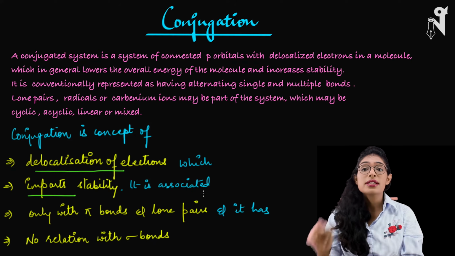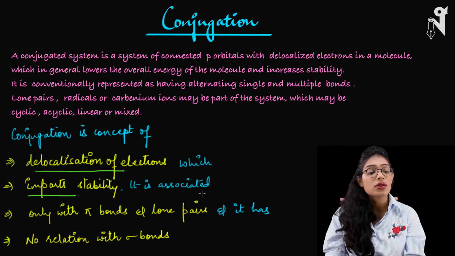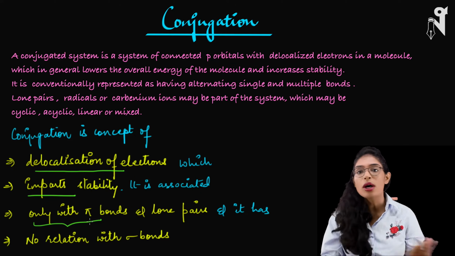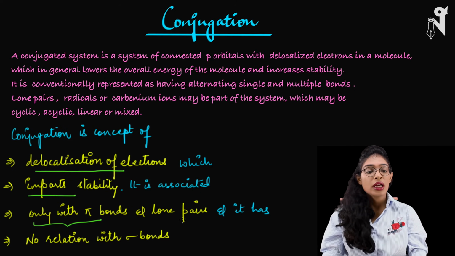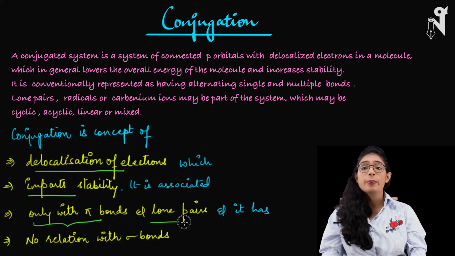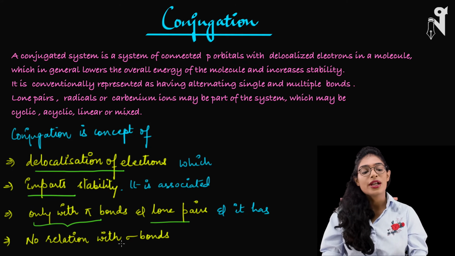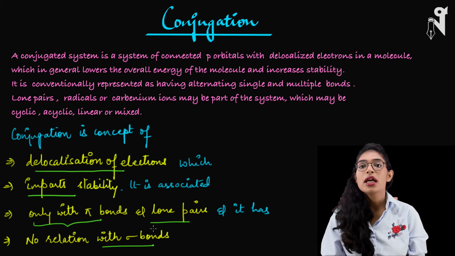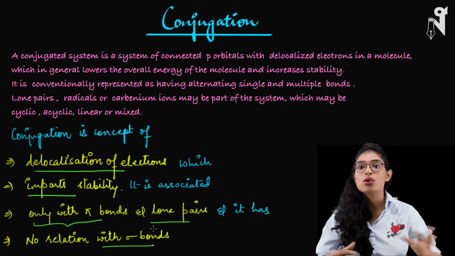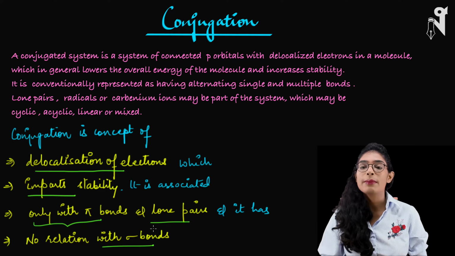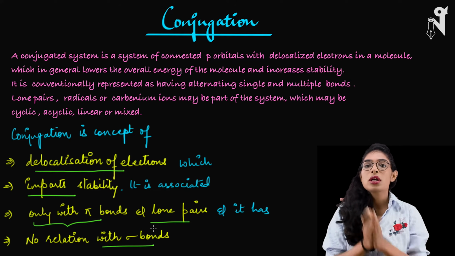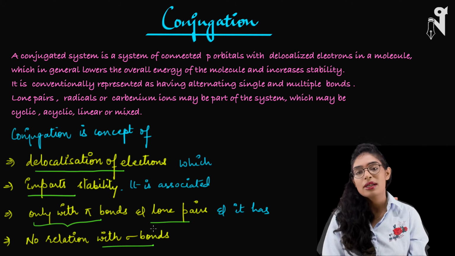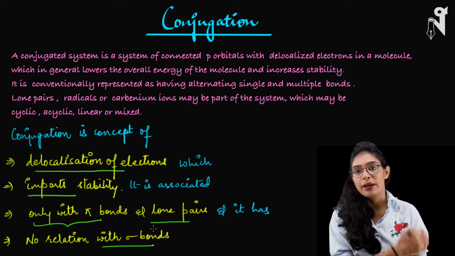It is associated, and this is very important, with only pi bonds. So basically sigma bonds do not participate in conjugation. Only pi bonds and lone pairs participate, and it has no relation with the sigma bonds. So sigma bonds will remain as they are, unaffected, and those will not even get to know that conjugation is happening. Conjugation is happening only with the pi bonds and the pair of electrons. Okay, so let's see one example and understand what exactly we are trying to explain.